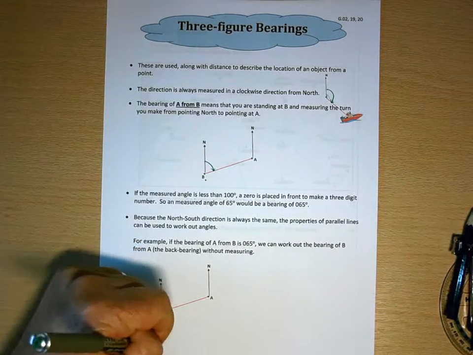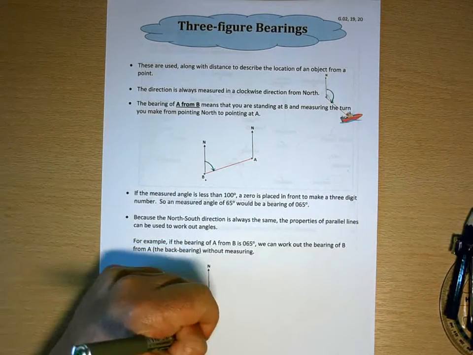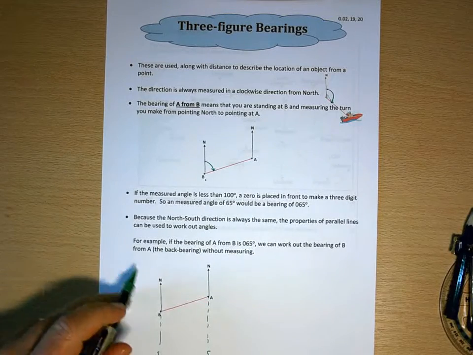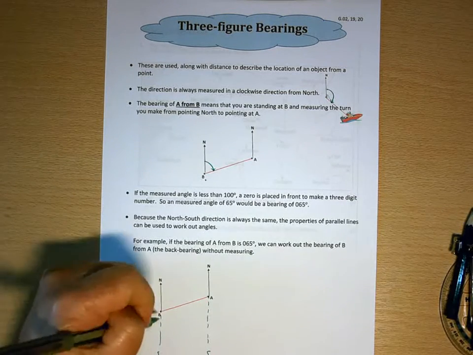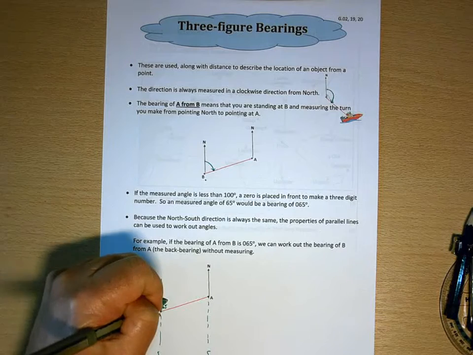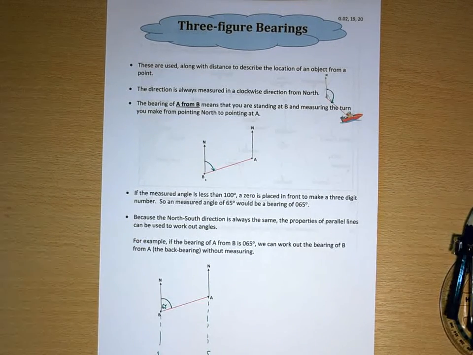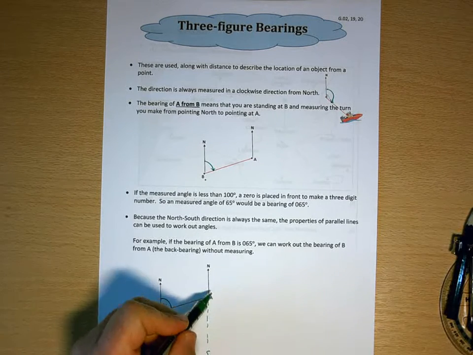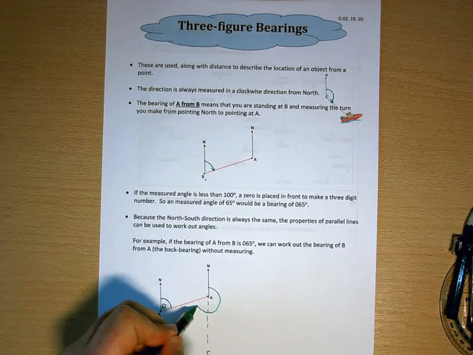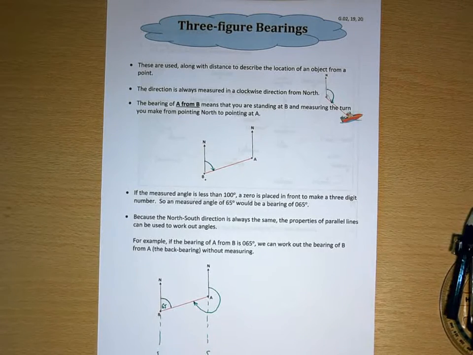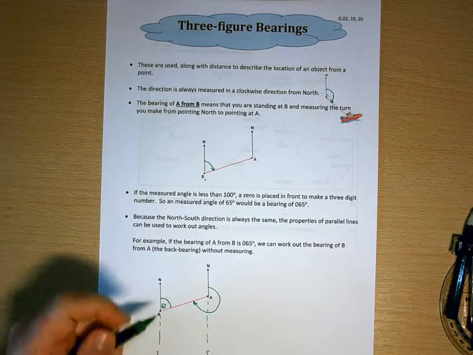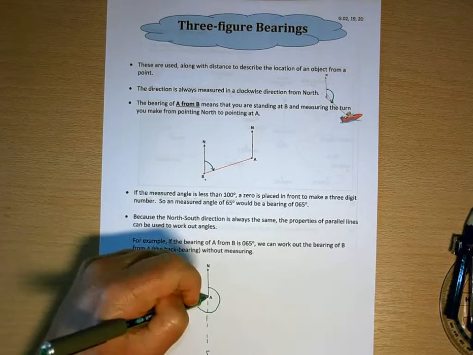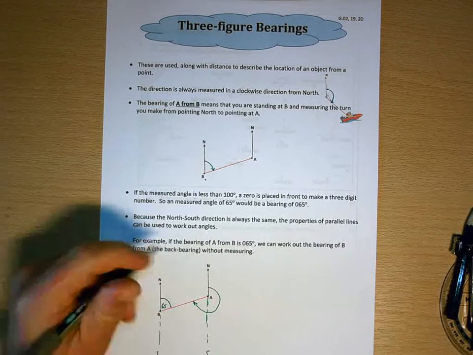So we've got here the north-south straight lines which are parallel. The bearing of A from B is 65. So that angle there is 65. Now the bearing of B from A means that we're standing at A, and what we want is that angle. Now because of the parallel lines, I've got the Z angle there.